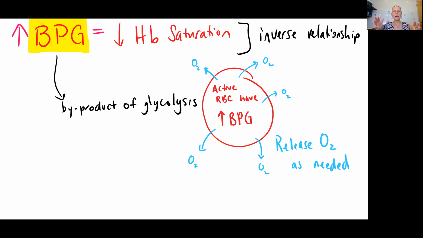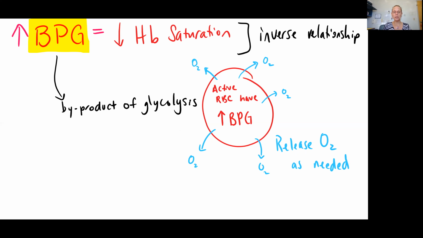So metabolically active red blood cells roaming through the body are making normally a lot of BPG, and so this is letting them release that oxygen as needed as these cells are moving through the tissues. In fact, we'll see that there are situations where the red blood cell will actually increase the amount of BPG in order to keep that oxygen flowing out to tissues. It's kind of a homeostatic regulation system.